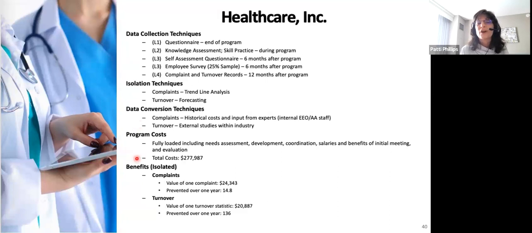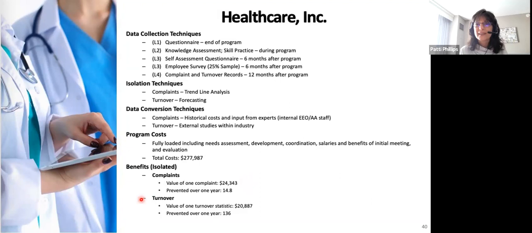The program only cost $277,987. So that's your denominator. So go ahead and write that down. So that's your cost, $277,987. They reduced complaints by 14.8 for the year, and each complaint cost them $24,343. So all you have to do is multiply the 14.8 times the 24,343. That's the first input into your numerator. So that's the value of reducing complaints.